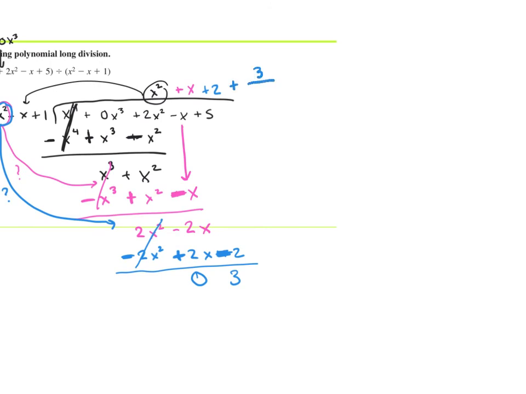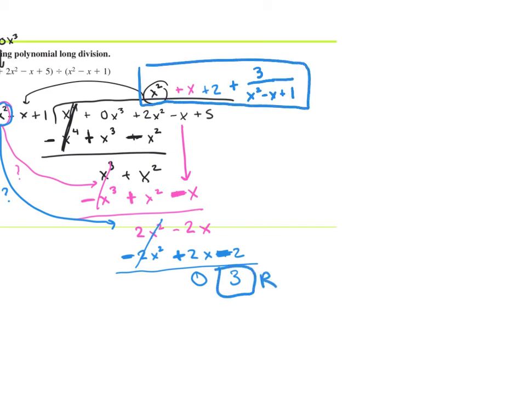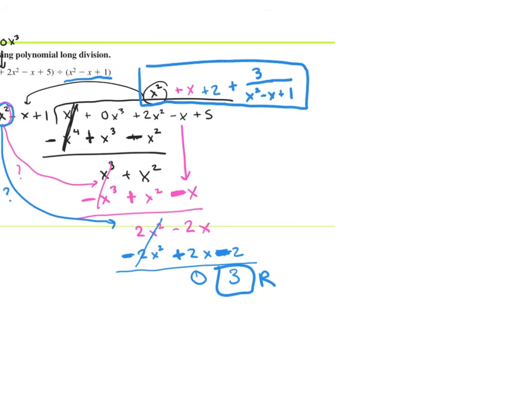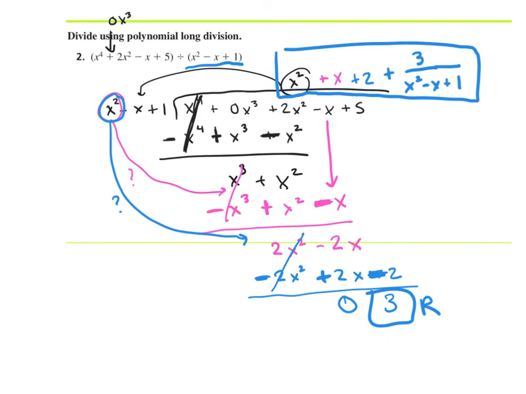Perfect. Plus 3 over x squared minus x plus 1. So this is our answer here. So 3 is our remainder, and we just put that over our divisor. So we always put it over what's out front. So this goes on the bottom. Any questions here?